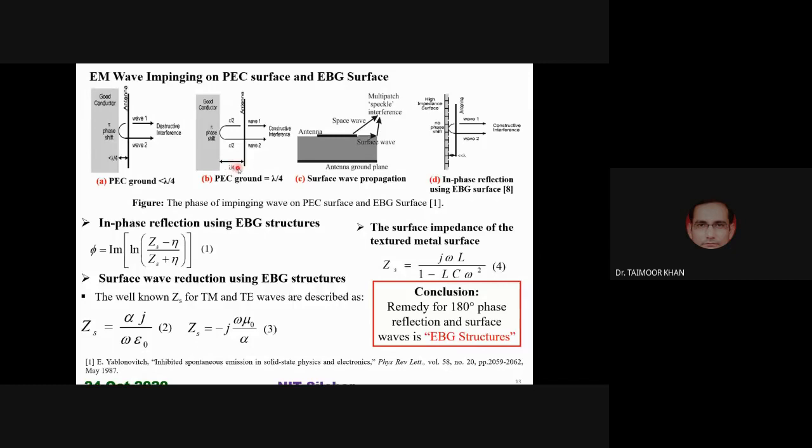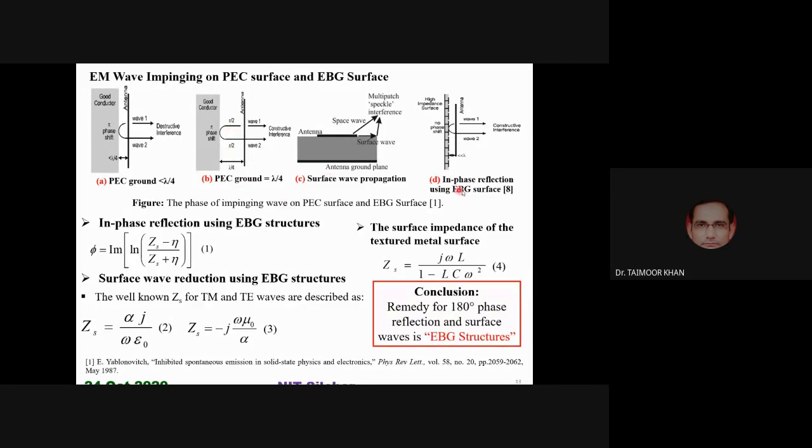Ultimately, if we keep this distance lambda by 4, then the destructive interference, meaning the reverse-sided electromagnetic spectrum, is reversed back to the constructive side, the right-hand side interference. That backside energy comes into the forward direction and enhances the radiation feature. But it is feasible only when you maintain a distance of lambda by 4 between the ground plane and the radiator.